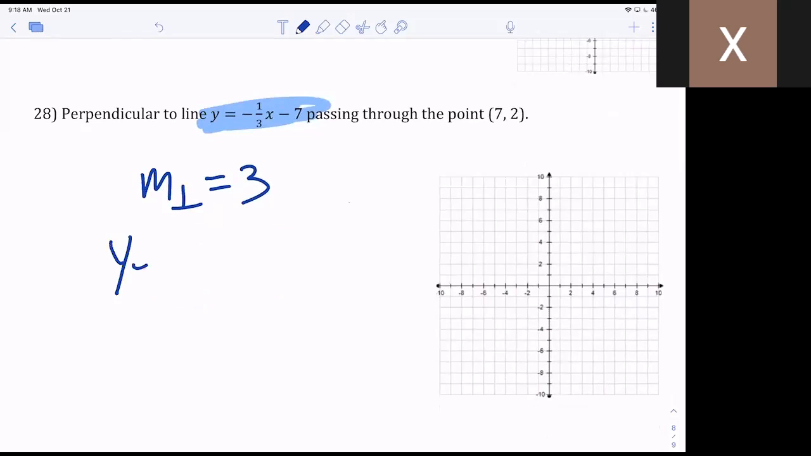So y minus 2 equals 3 times x minus 7. Good. All right. Easy, easy, easy. It's okay. No questions. I want to know. There's nothing more for me to do if you don't raise your hand and ask for a little bit of help.